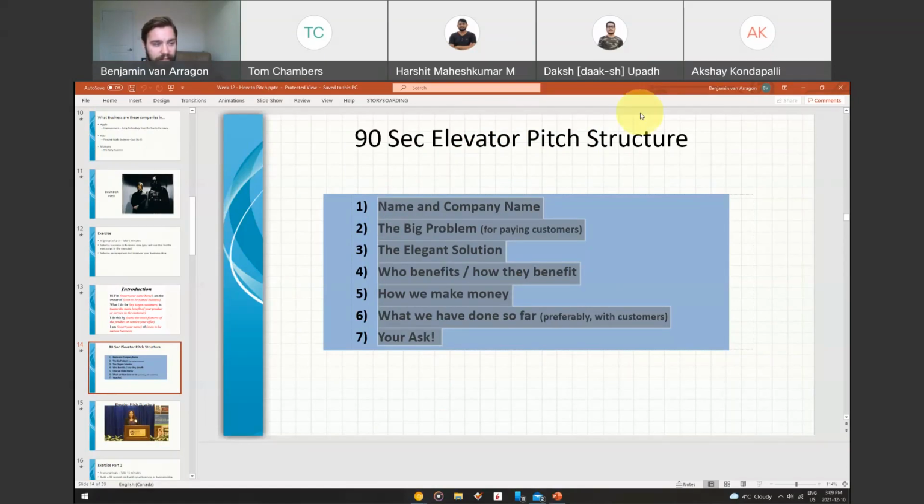In this little activity, you want to introduce your name and company name. You want to talk about the problem that you're solving. Did that get to chat? Yeah, it did. You want to cover the problem. You want to talk about the solution. Talk about who benefits, how they benefit, how you make money, and then what you've done so far.